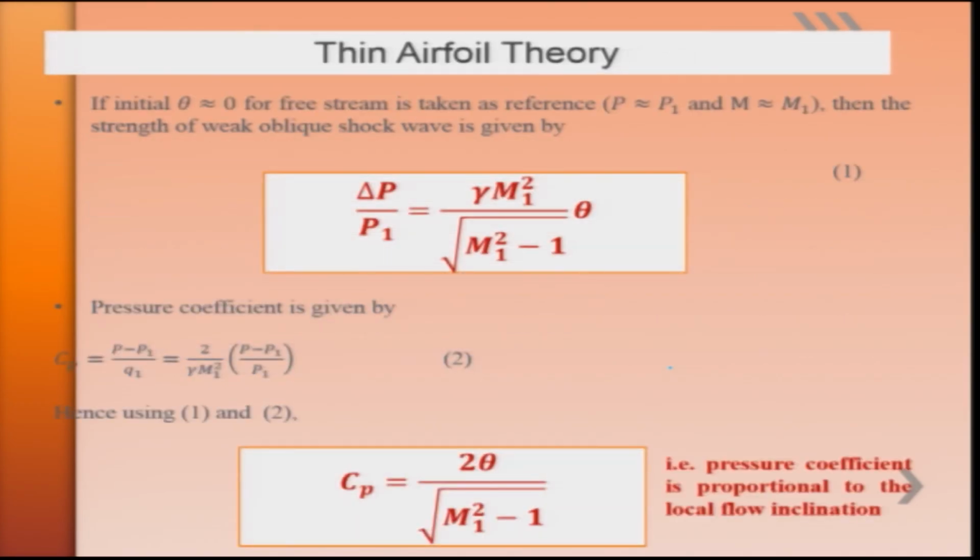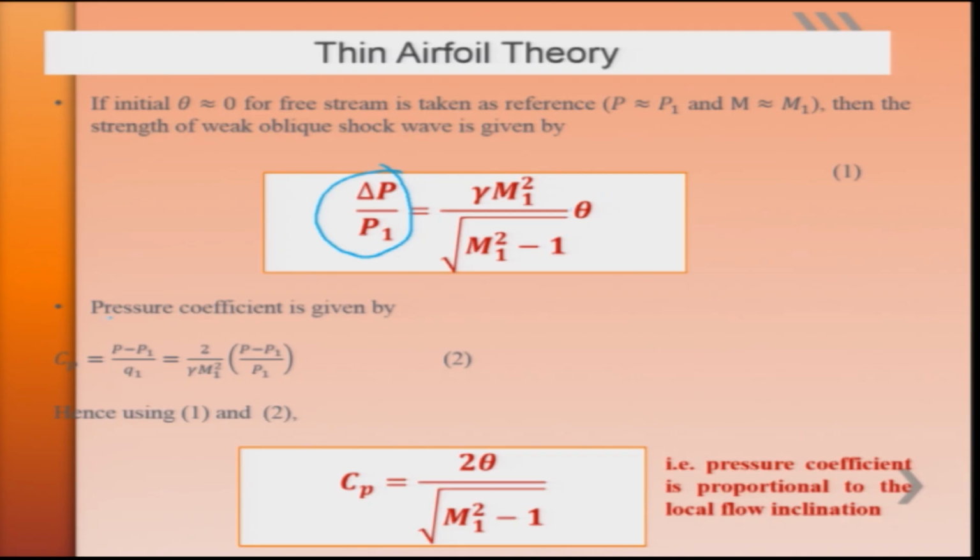That is what essentially our objective is. Now, for a weak oblique shock, we have seen that the shock strength for weak oblique shock waves can be given as delta P upon static pressure P1 is equal to gamma M1 square upon square root of M1 square minus 1 into theta.